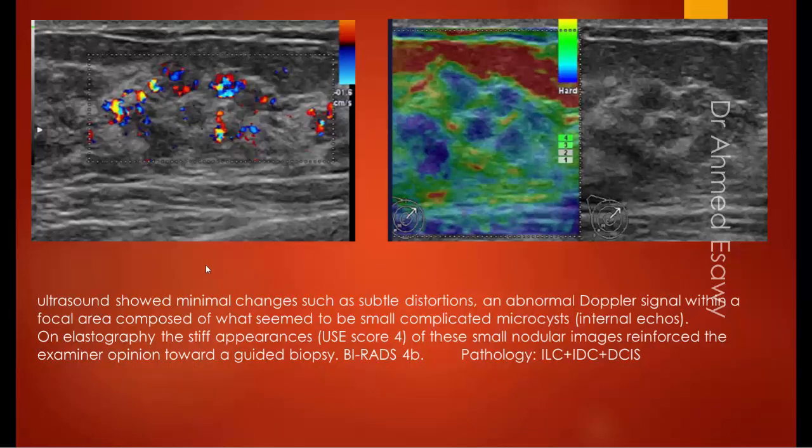This is a case presenting ultrasound with minimal change such as subtle distortion, abnormal Doppler signal, risk factor within a focal area composed of what seemed to be small complicated microcysts, internal echoes, and an elastography stiff appearance, score 4. The small nodular image reinforced the examiner's opinion toward guided biopsy, classified as BIRADS 4B, pathology confirmed ductal carcinoma in situ, invasive ductal carcinoma, invasive lobular carcinoma.